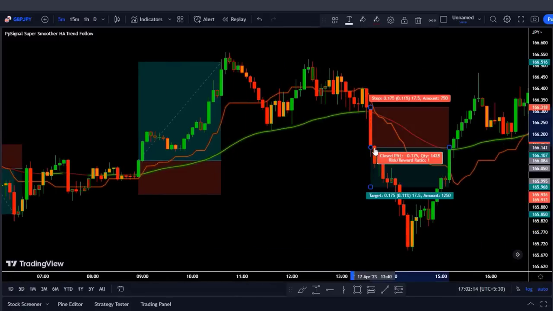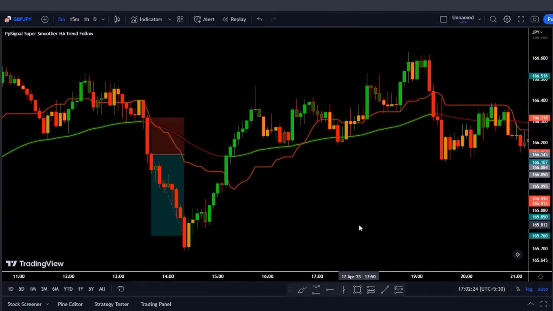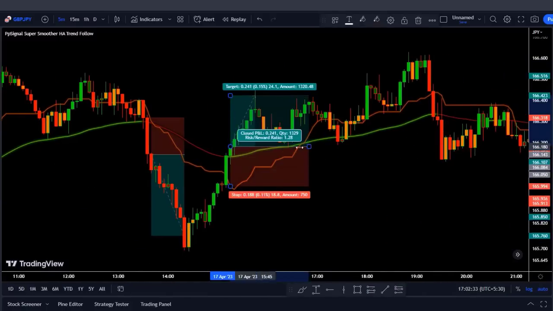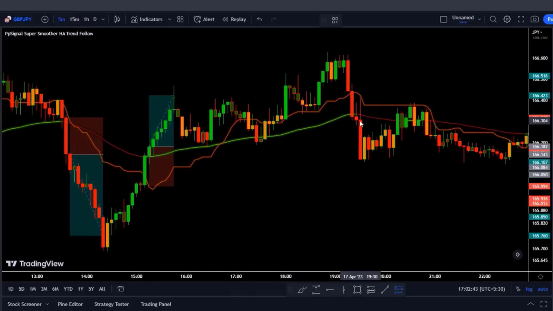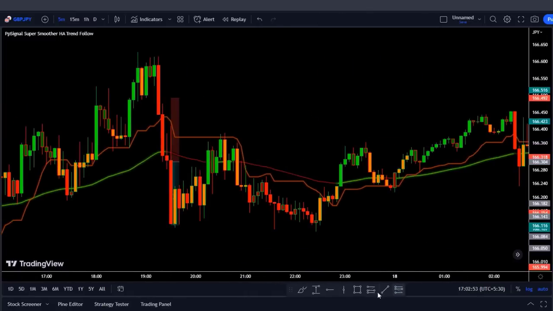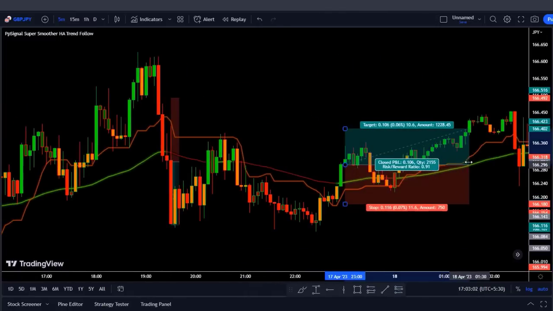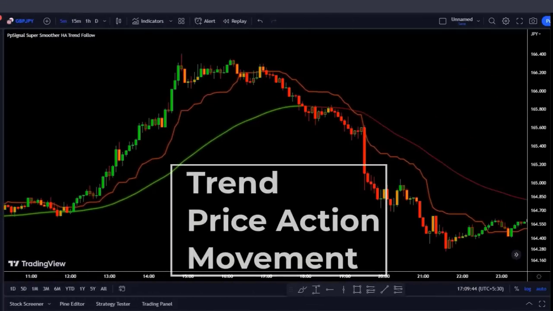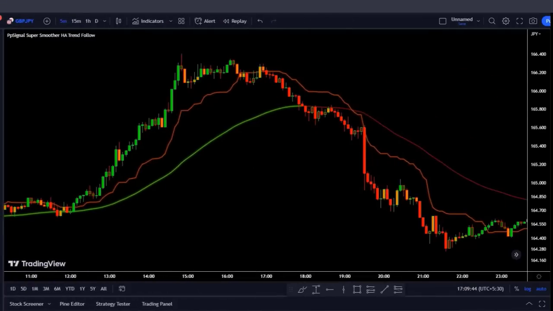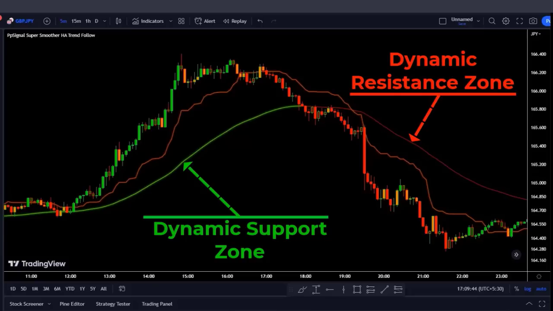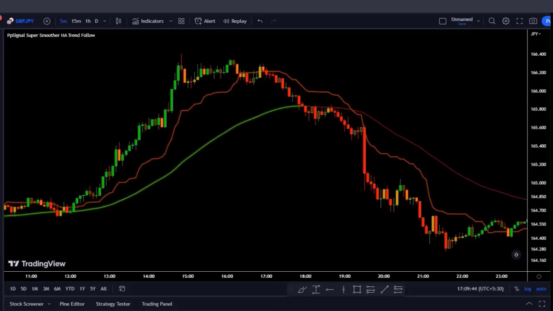In other words, if you have $1,000 in your account, you can make at least $670 using just one currency pair. The best part of this strategy is you have to risk only 3% per trade. This strategy is based on the trend, price action, and current momentum. 3 different moving averages work as dynamic support and resistance zones. I will explain this in the video.